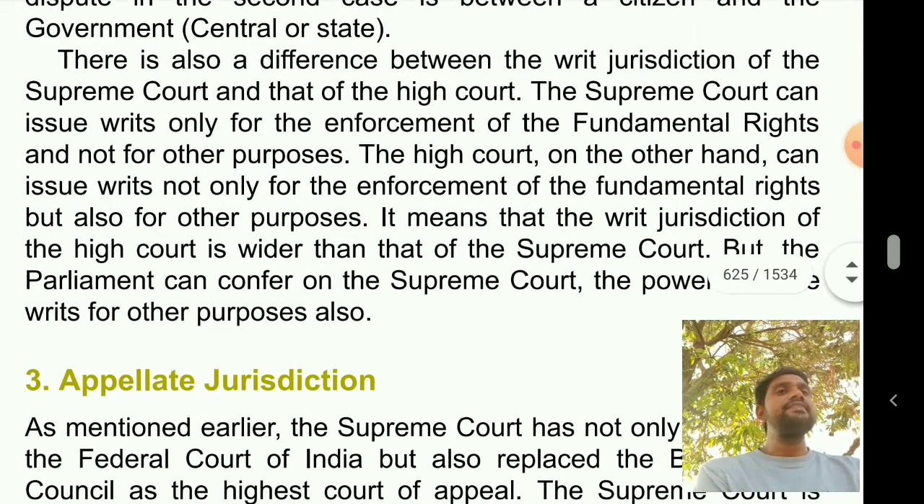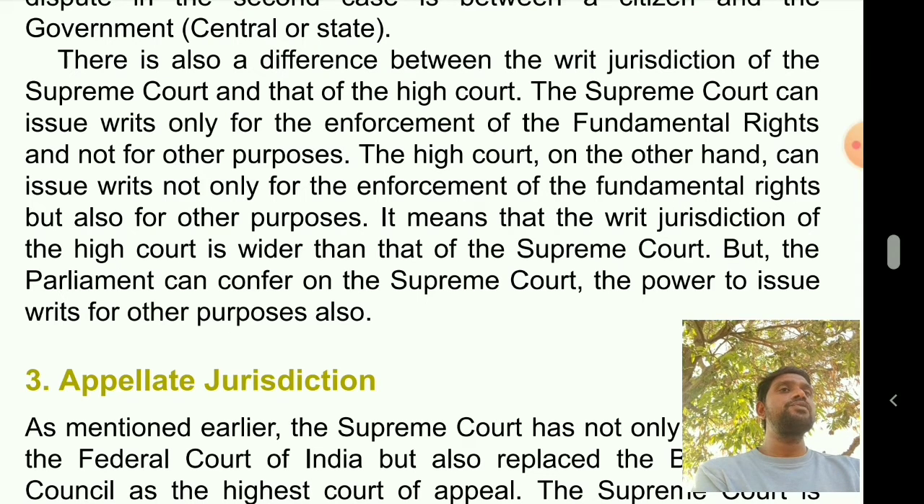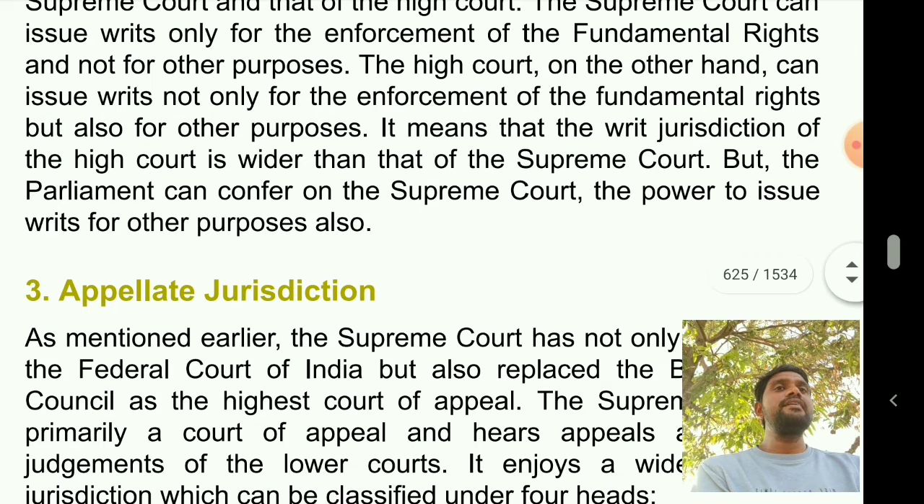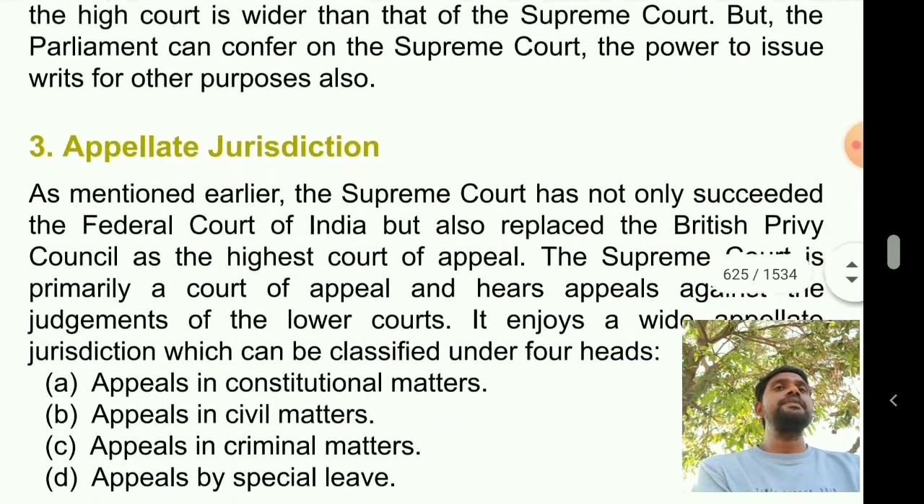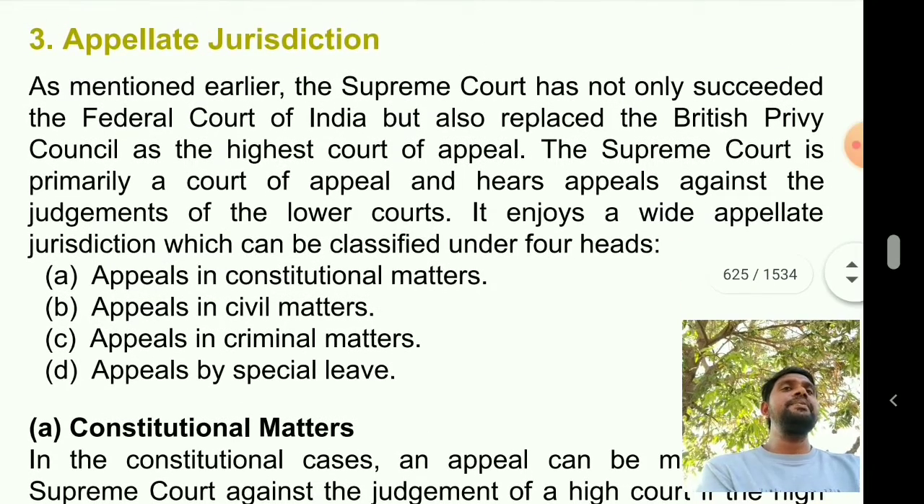There is also a difference between the writ jurisdiction of the Supreme Court and that of the High Court. The Supreme Court can issue writs only for the enforcement of the fundamental rights and not for other purposes. The High Court, on the other hand, can issue writs not only for the enforcement of the fundamental rights but also for other purposes. It means that the writ jurisdiction of the High Court is wider than that of the Supreme Court, but the Parliament can confer on the Supreme Court the power to issue writs for other purposes also. Next, third is appellate jurisdiction.